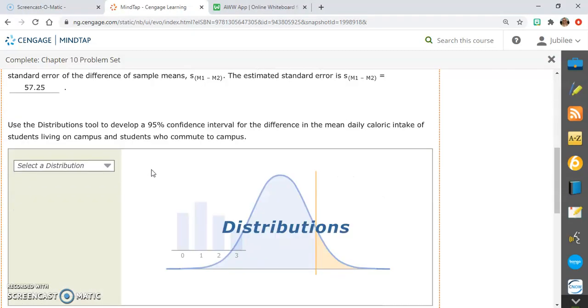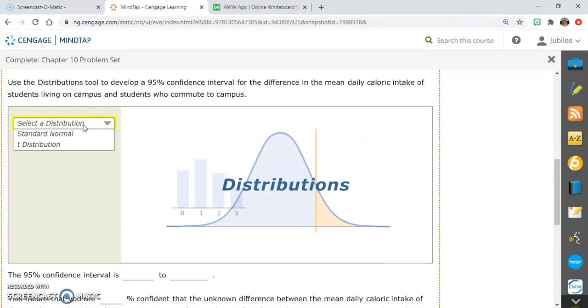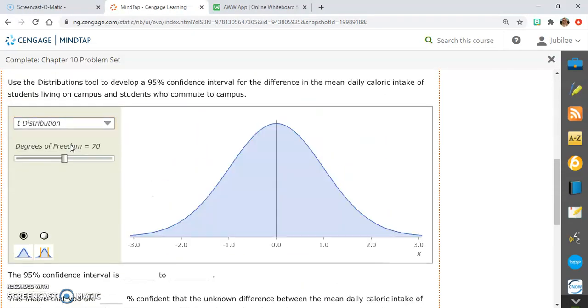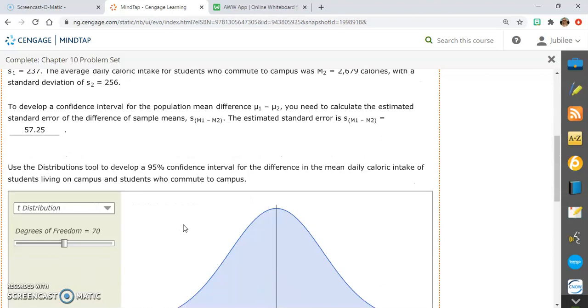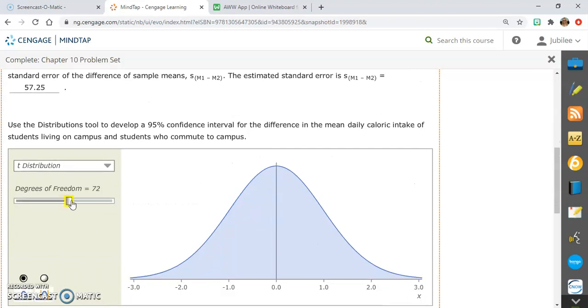Okay, so first of all, I need to find my confidence interval range. So I'm going to choose a t-distribution. I need to set my degrees of freedom. My degrees of freedom are my two n's added together, minus 2, because I have to subtract 1 from each one. So it's n minus 1 and n minus 1. So altogether it's 75 minus 2, that's 73.